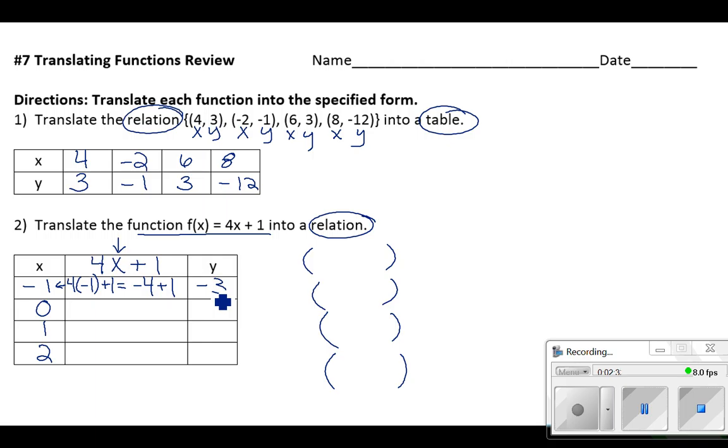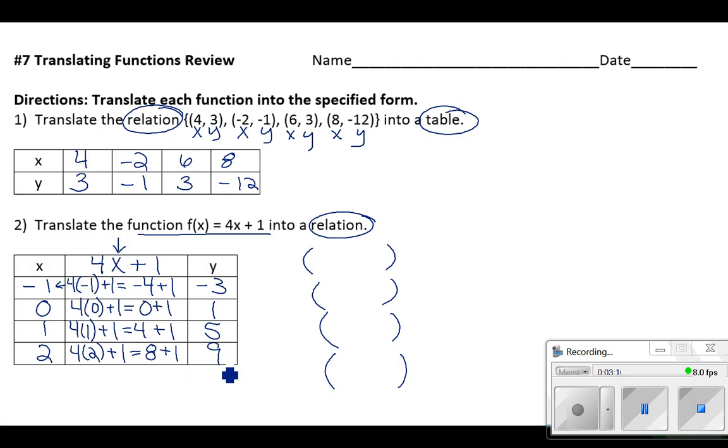Let's substitute the 0 in. 4 times 0 plus 1 equals 0 plus 1, which equals 1. Now let's substitute the 1. 4 times 1 plus 1. 4 times 1 is 4, plus 1 is 5. And then the last one that we've chosen is 2. 4 times 2 plus 1. 4 times 2 is 8, plus 1 is 9.